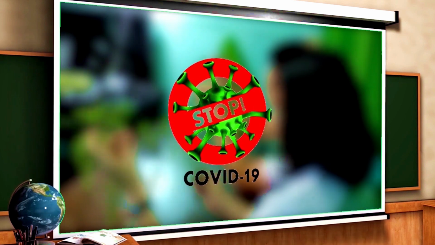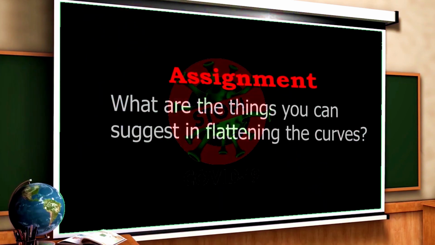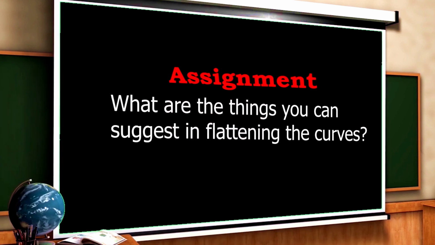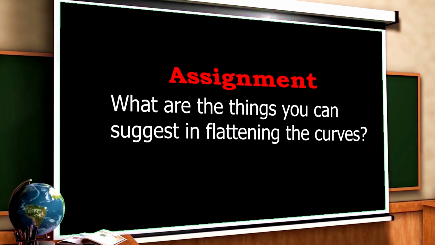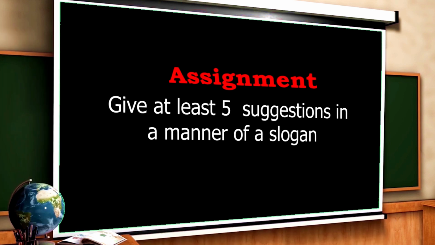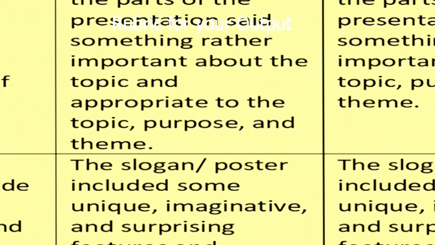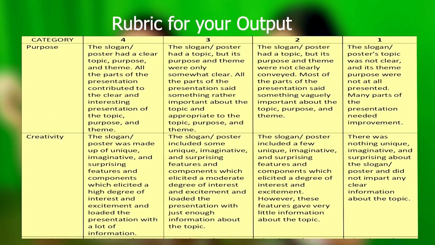We can help combat this pandemic by starting it within ourselves. In your own simple ways, what are the things that you can suggest in flattening the curve? Give at least 5 suggestions in a manner of slogan or poster to be submitted to your teacher. Refer to the rubric flashed on the screen as your guide in rating your outputs.